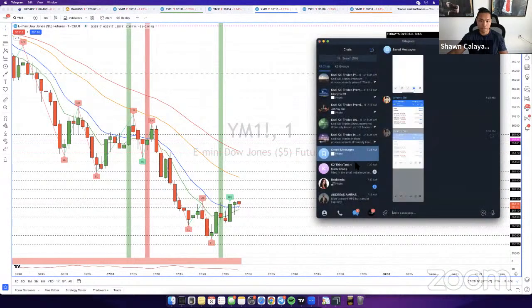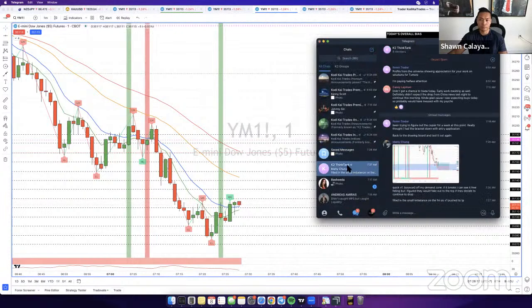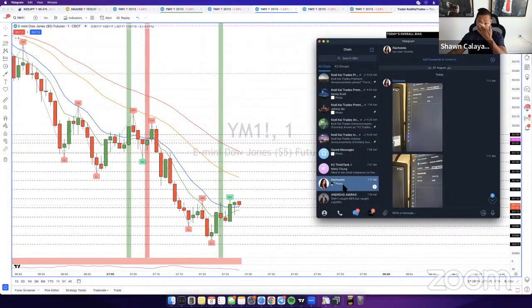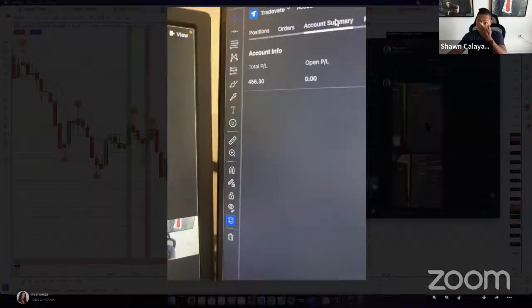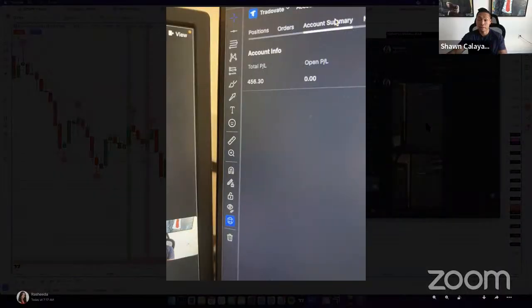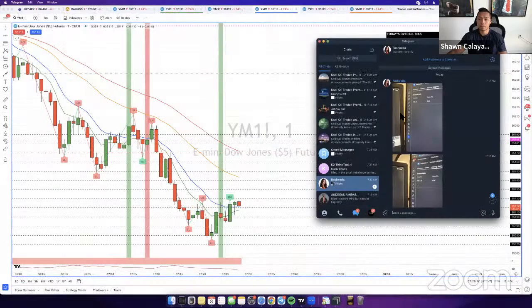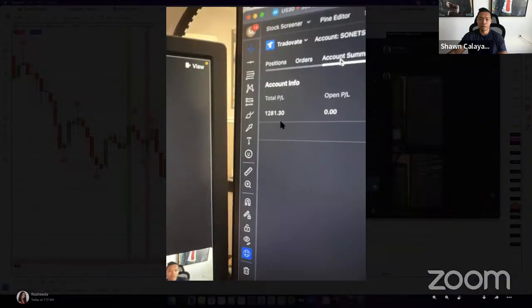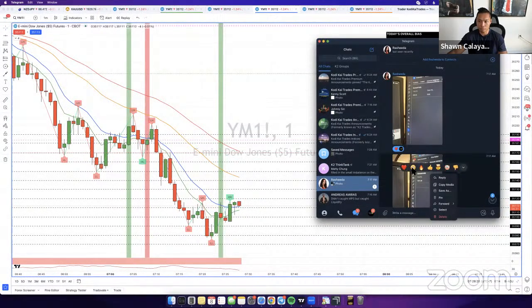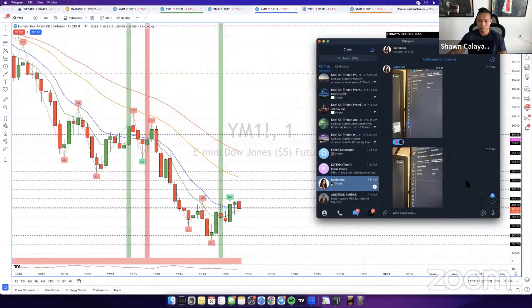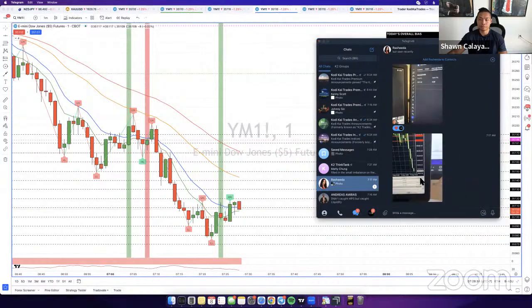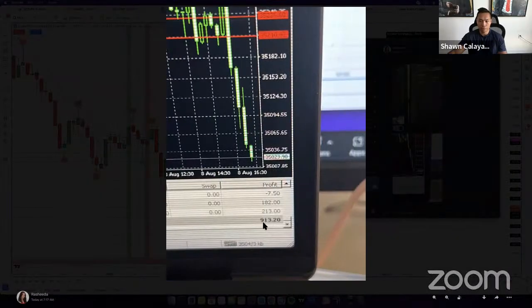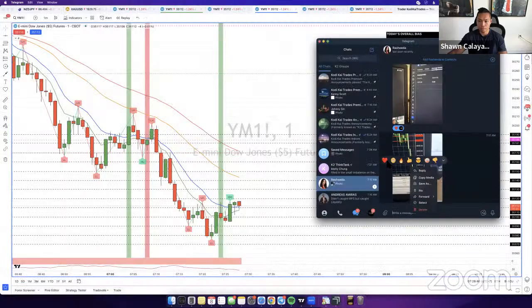Everyone's at a different level of trade psychology. We have Rashida over here, total profit of 456 on her first account. Nice work right there, Rashida. And then Rashida's second account over here, total profit of 1,281 for the day. Great profits across both of your accounts. And then her third account, she's up a total profit of 913. Nice work, Rashida. Solid work across the board.